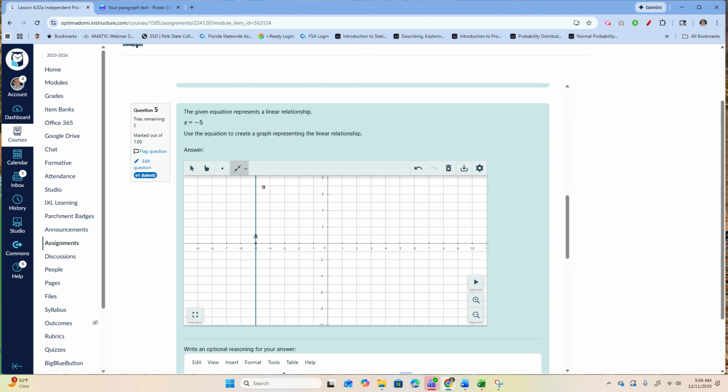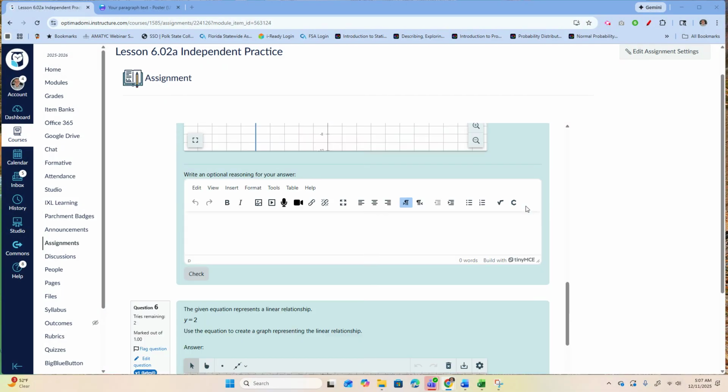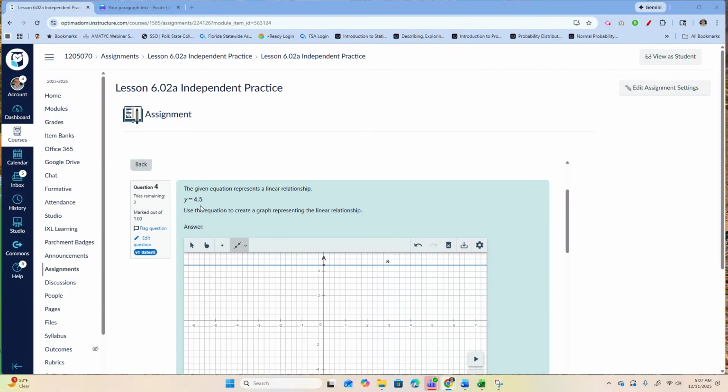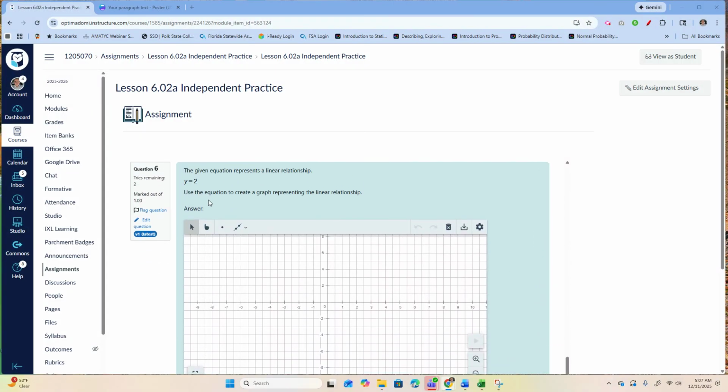Okay, let's go to the last two. In fact, I should have said problem number 6. There's 9 questions here. So look again, y equal 2. This is the equation they gave me. Remember problem number 4, y equal 4.5. Look what we're going to be drawing, a vertical line. That's what we're going to do here in number 6, y equal 2.